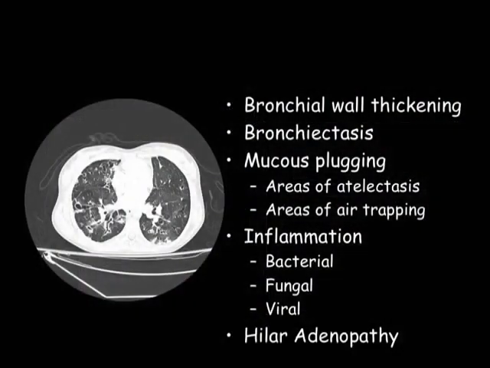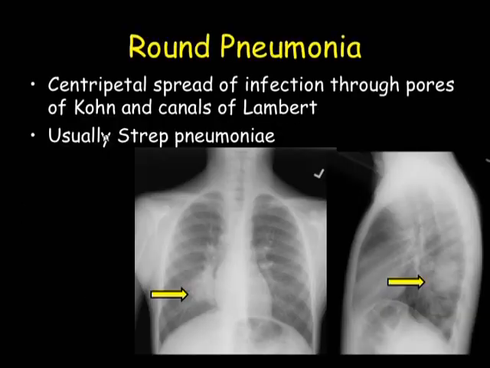In the older child, you're used to seeing the bronchial wall thickening, bronchiectasis, mucus plugging, inflammation, and hilar adenopathy in these patients. Round pneumonias are the other thing that are sort of specific to the pediatric population, and this is due to centripetal spread of infection through the pores of Kohn and canals of Lambert. It's usually strep, it's usually in the lower lobes.